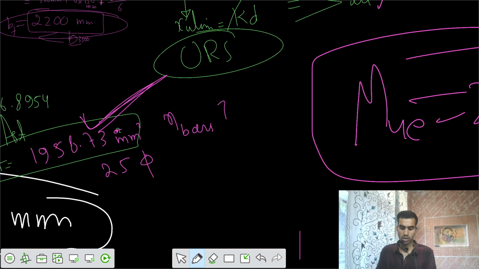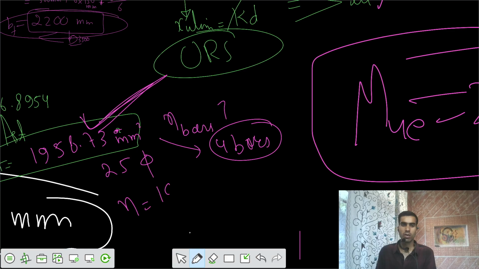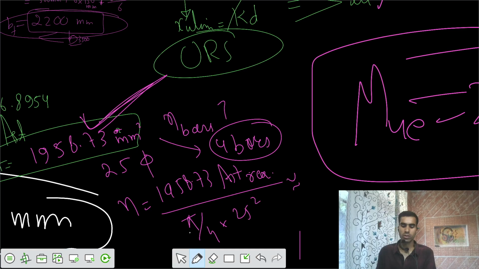1958.73 divided by 0.25 into pi, into which bar I have selected, 25 square. Okay, so I need 4 bars, that is 3.99. That means I need 4 bars, so I'm going to select 4 bars. That can be solved as 1958.73, the total area of the steel required, divided by pi by 4 into 25 square. That's almost equal to 4, so I would select 4 bars.